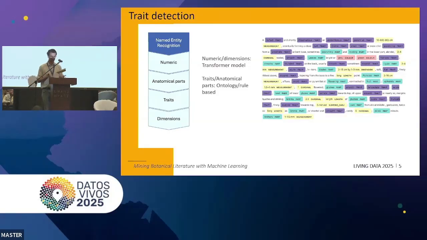For the trait detection itself, the recognition process had multiple parts. For numeric traits, like leaf length or height, we trained a predictive model. For categorical traits like leaf shape or color, we used rule-based models, which examined the syntactic structure of the sentence to pull out the traits and the terms. And this combination produced the highest level of accuracy that we could find, rather than just a purely predictive model.